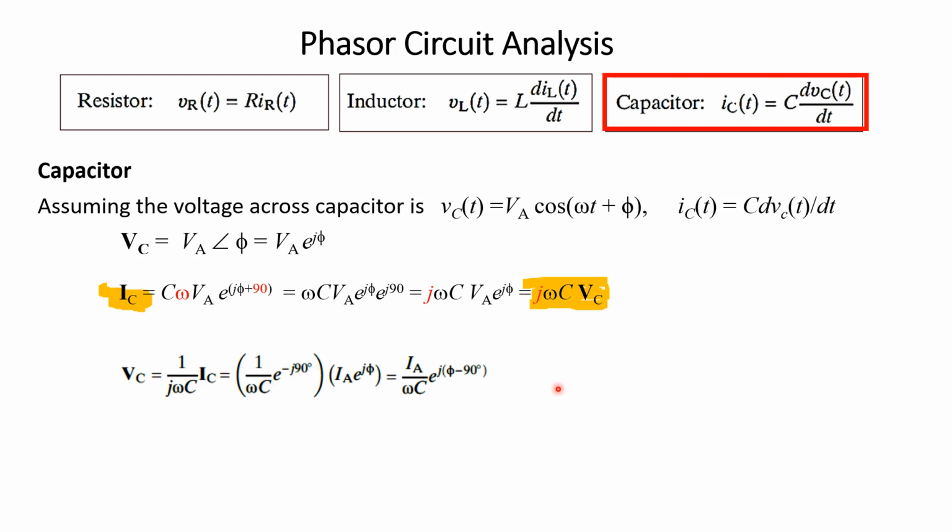Proceeding further, you will see that this is the coefficient, and what is the angle here? Phi minus 90. For the capacitor, the voltage in phasor representation has a phase shift of phi minus 90, and the representation of a capacitor in phasor form is 1 over j omega C.